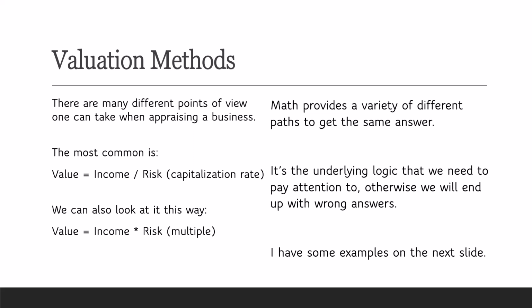For example, oftentimes we're going to do value equals income divided by risk. We're going to take an income stream, capitalize it, and there's our value. However, because math exists and we can turn things around, you can also look at it as income times risk to also get a value. There's a multiple. We need to pay attention to the underlying logic for each method we look at.